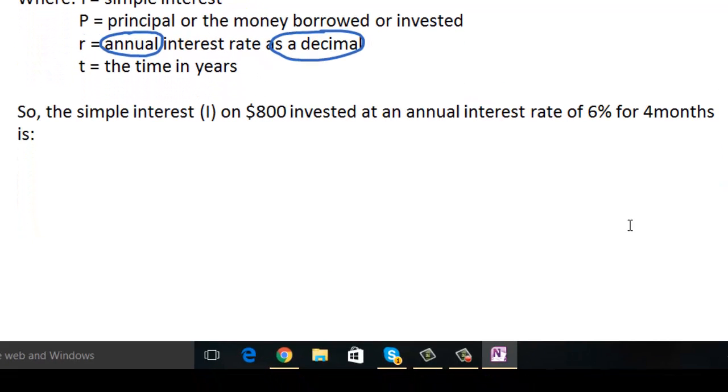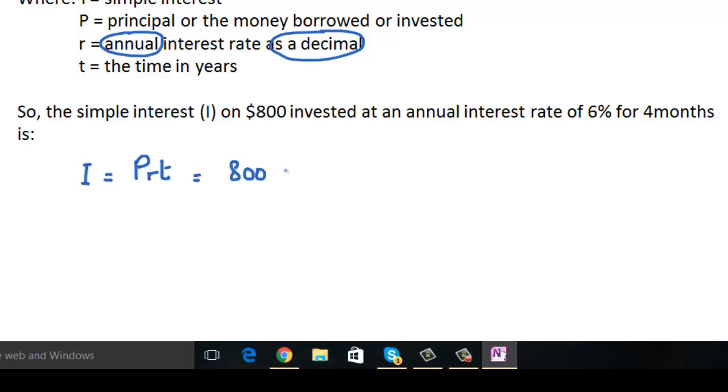Find the simple interest I on $800 invested at an annual interest rate of 6% for 4 months. Okay, so my goal is to find I, the simple interest. Before I start, I will retype the formula: I equals principal times R times T. Principal is the money that you invest. As you can see, you are investing $800.